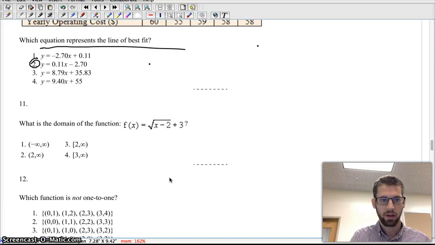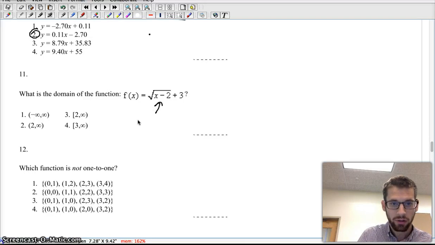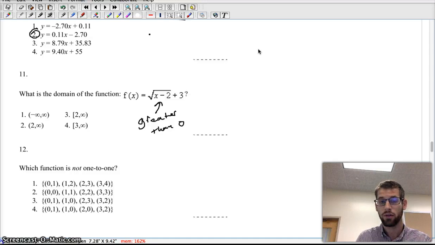Okay. Number 11 is asking for the domain of this function, so again I know that anything under a square root has to be greater than or equal to 0. It can be equal to 0, that's fine, but it could be greater than or equal to, I should say, 0. Okay, so I'm going to go ahead and write it out.